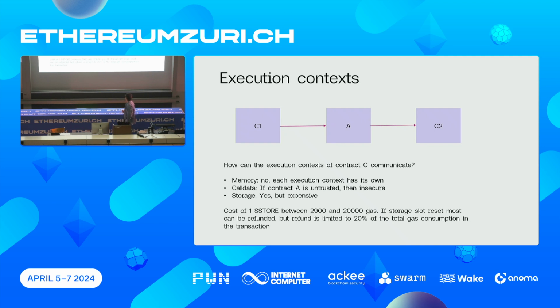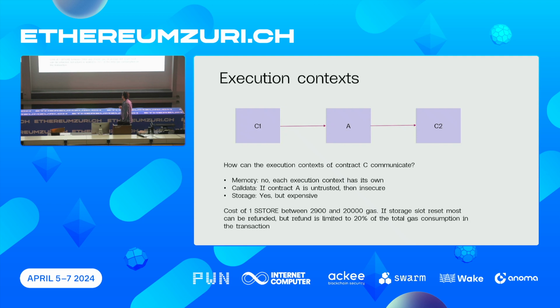We can use call data, maybe. So C1 can pass a message to A, which passes this message to C2. This can work if A is a trusted contract, so we know what it does and we trust it. But if A is controlled by the user, it can do whatever it wants, and it can lie about the message it received from C1 and back to C2. So call data can work, but not always.